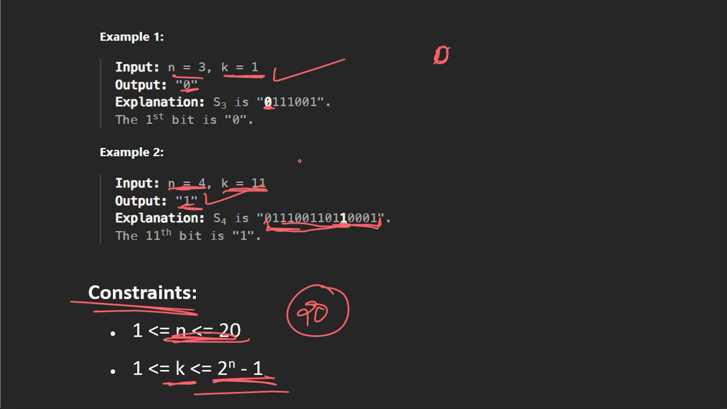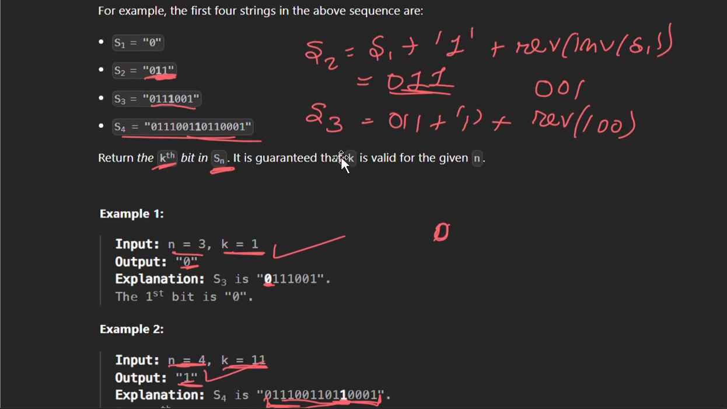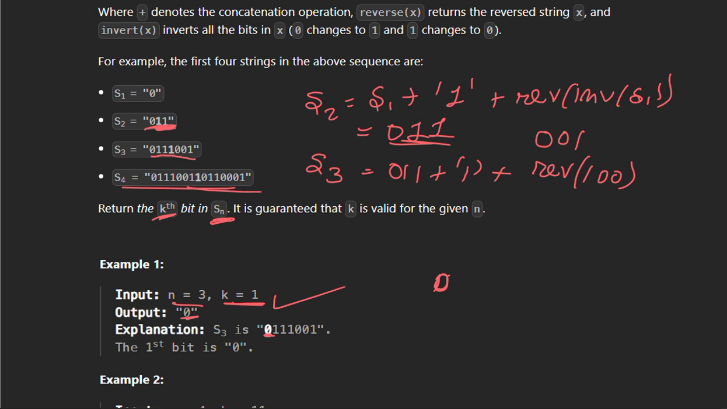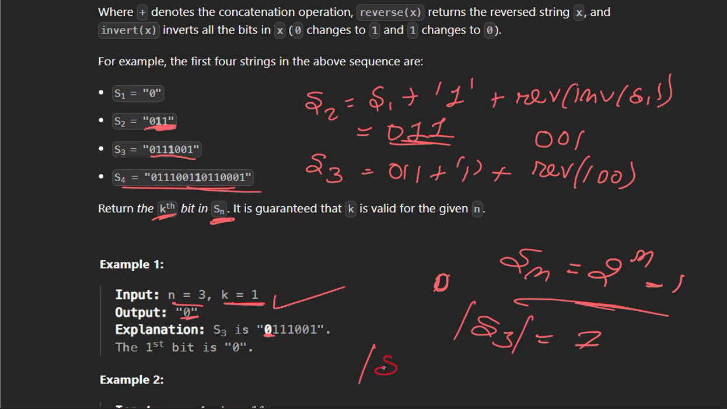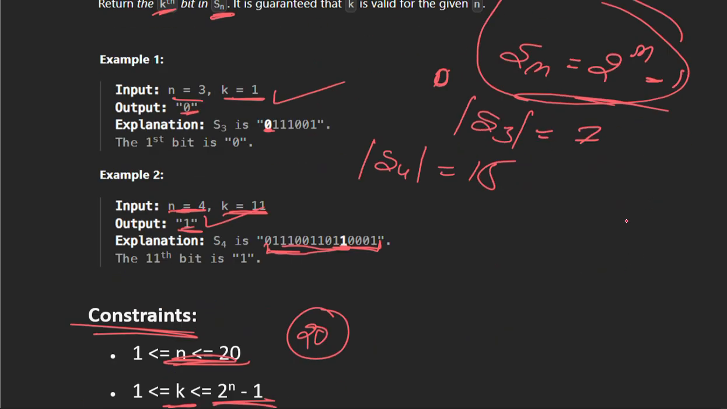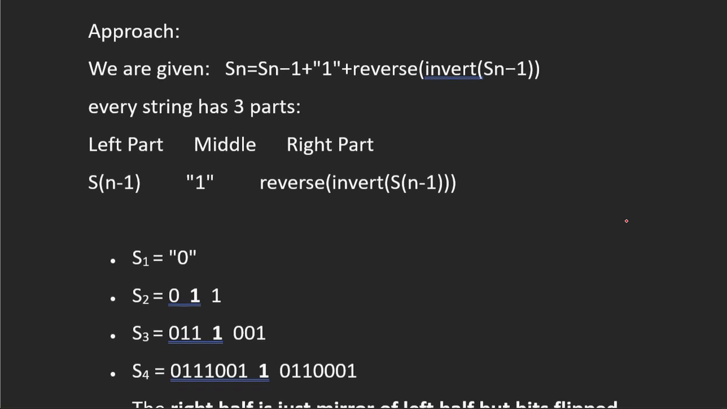If you have noticed from these strings, what is the length of Sn? It is 2^n minus 1, right? See, the length of S3 is 7, and the length of S4 is 15. That is 2^n minus 1. So let's see our approach.